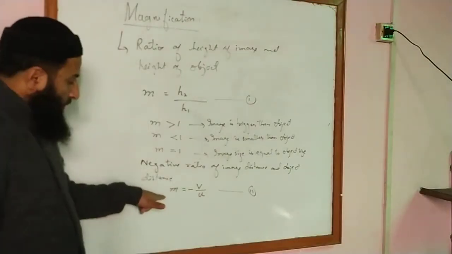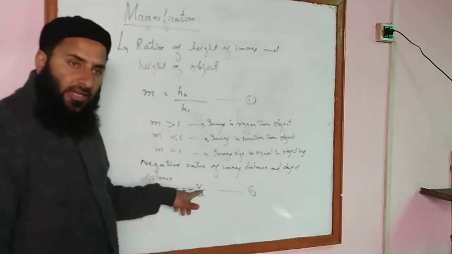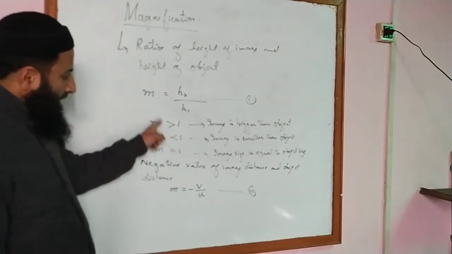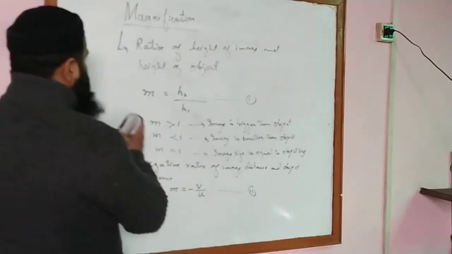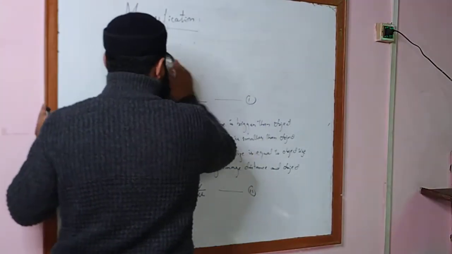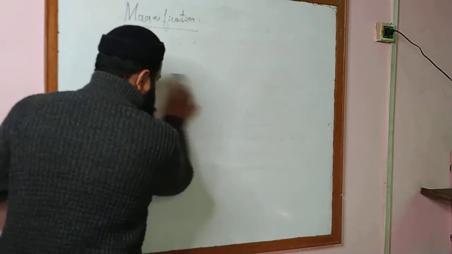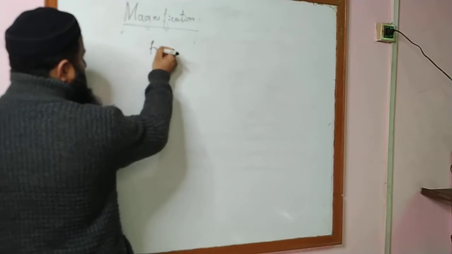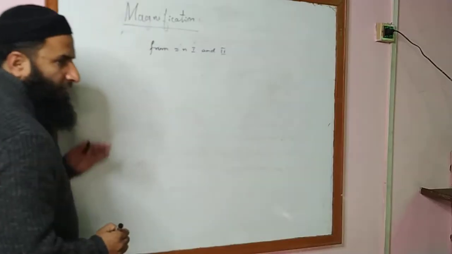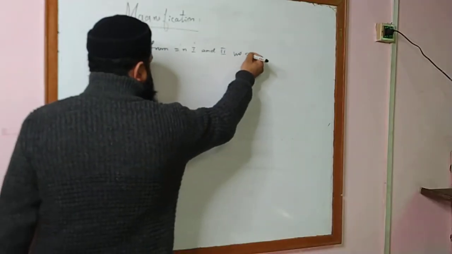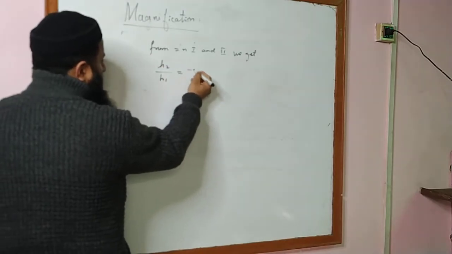We can also calculate the value of m by taking the negative ratio of image distance and object distance. This can be done by combining these two equations, first and second. From equation first and second, we get H2 upon H1 is equal to minus V upon U.